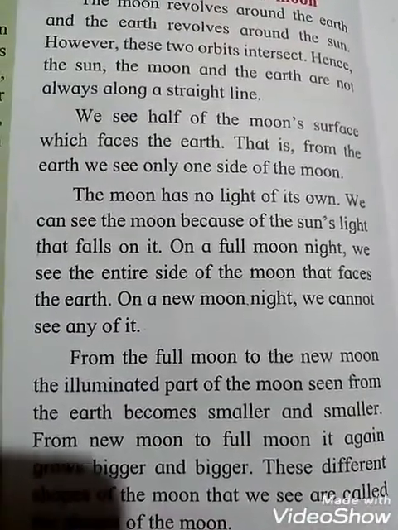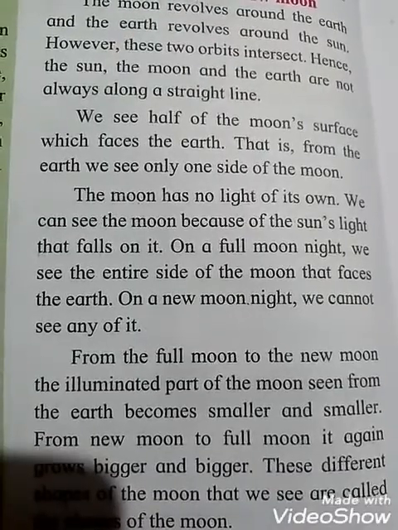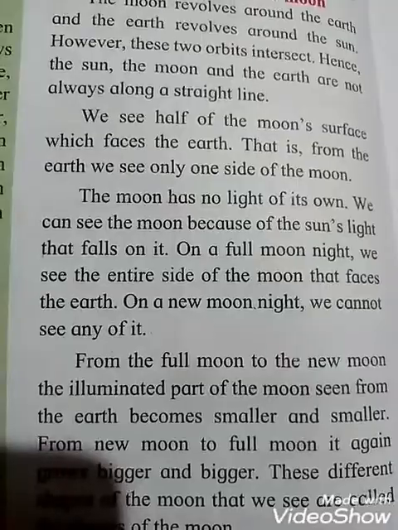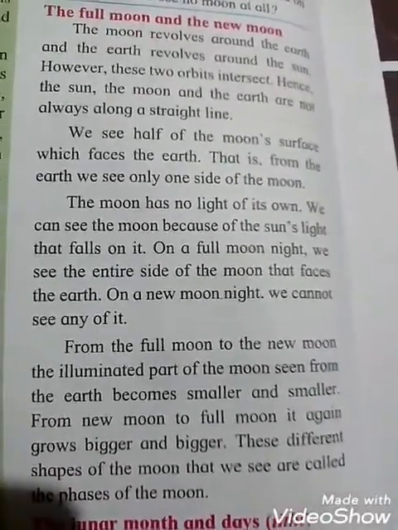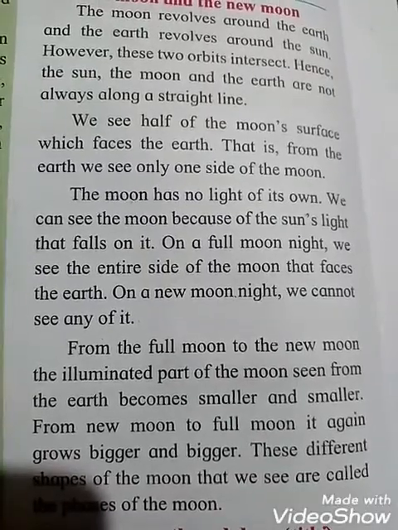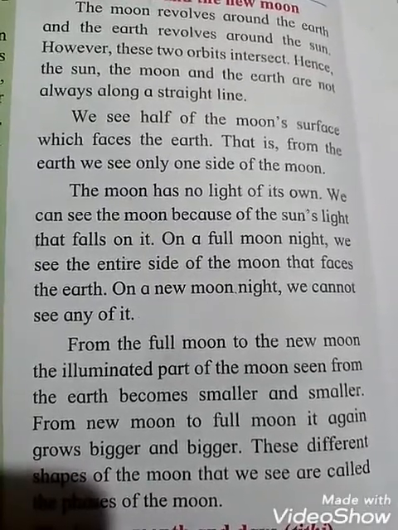We see half of the moon's surface, which faces the earth. That is, from the earth we see only one side of the moon. And see, students, we see half of the moon's surface which faces the earth, and that is why from the earth we see only one side of the moon.